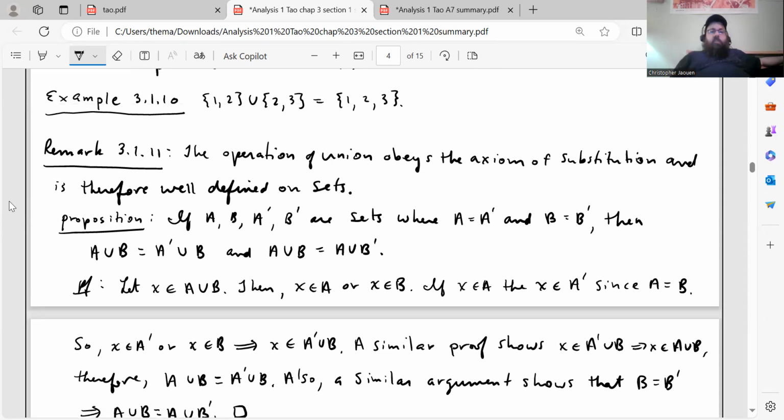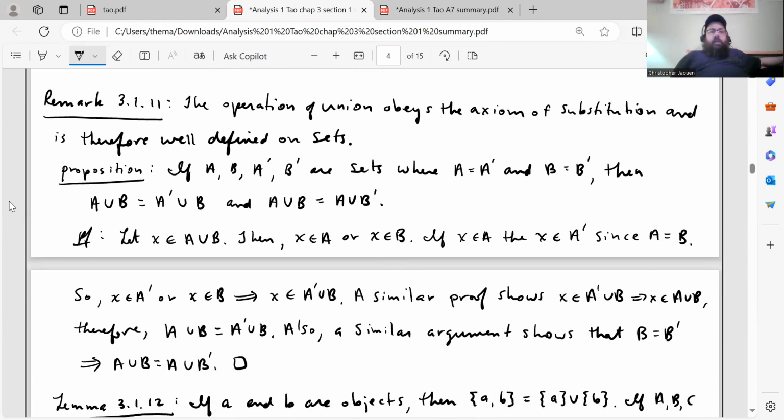Okay, remark 3.1.11. The operation of union obeys the axiom of substitution and is therefore well defined on sets. So here's another proposition. If A, B, A prime, B prime are sets where A equals A prime and B equals B prime, then A union B equals A prime union B, and A union B equals A union B prime. So in other words, in this proposition, Tao is asking the reader to prove that the operation of union is well defined. Okay, so here's my proof.